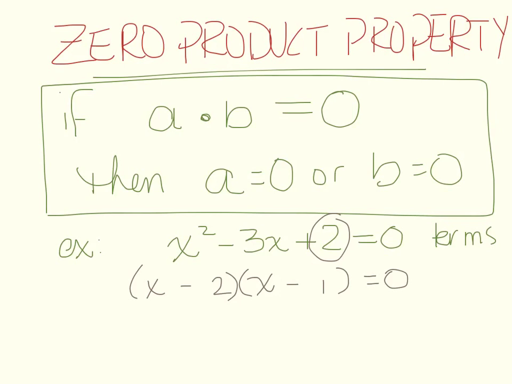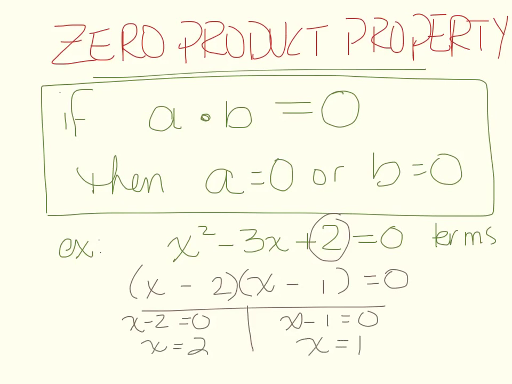Okay. Then you're going to do your zero product property. So if together they're equal to 0, then separately, let's set them equal to 0. So now I have these two separate equations to solve. x is equal to 2 and x is equal to 1. And those are your two solutions to the equation.